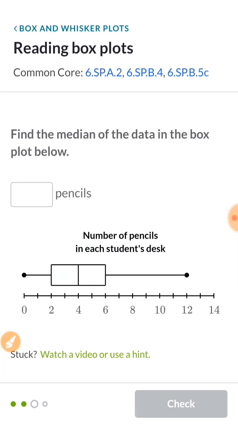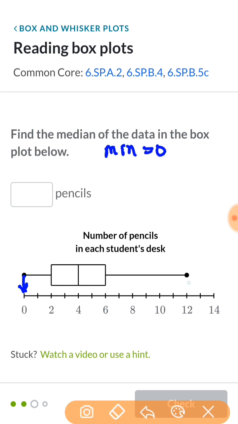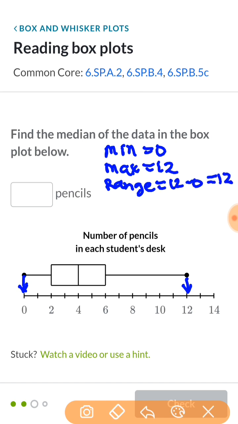So here's another one. Find the median of the data in the box plot below. But before we do that, let's make sure we know the other bits of data. So what is my minimum? My minimum, straight down here, is 0. My maximum is 12. So I should know automatically that my range is the difference between 12 and 0. So 12 minus 0, which is 12.